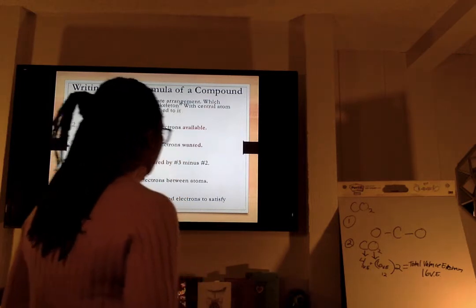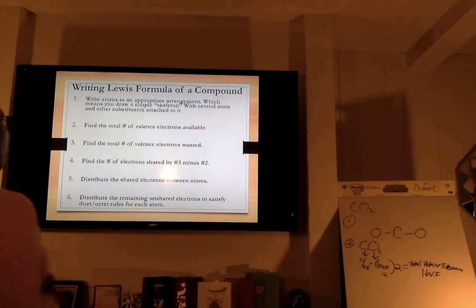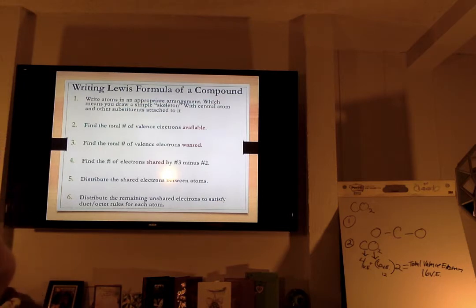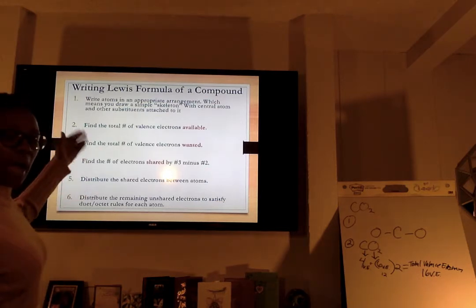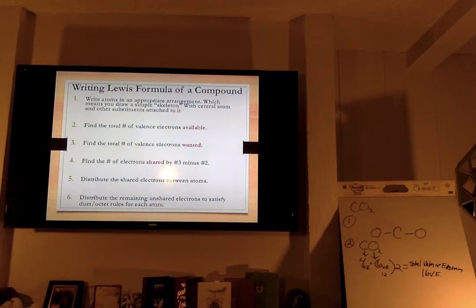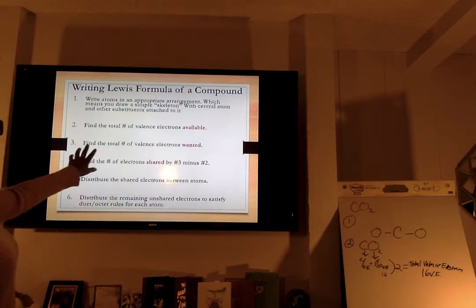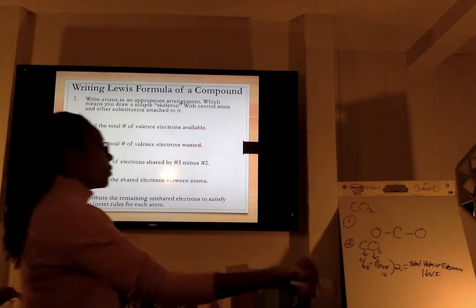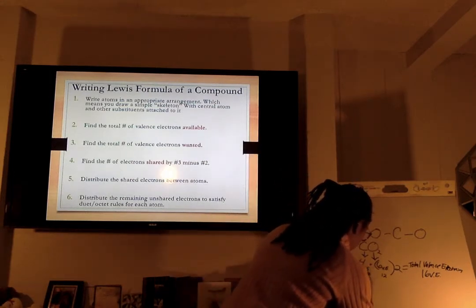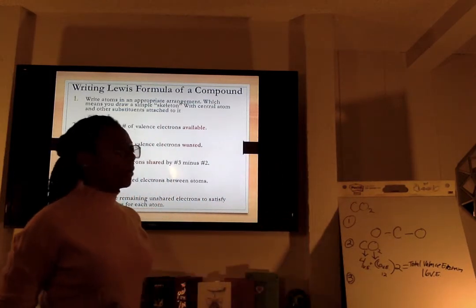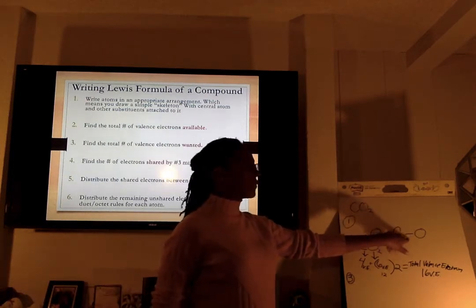Okay. So the next thing that you want to do is find the number of total valence electrons wanted. Now 3 and 4 are hand in hand, because in order to find the total number of valence electrons wanted, you have to do this by finding the number of electrons shared, by subtracting 3 from 2. So basically, the next step is to count the number of electrons that are in the bonds for your skeletal structure.